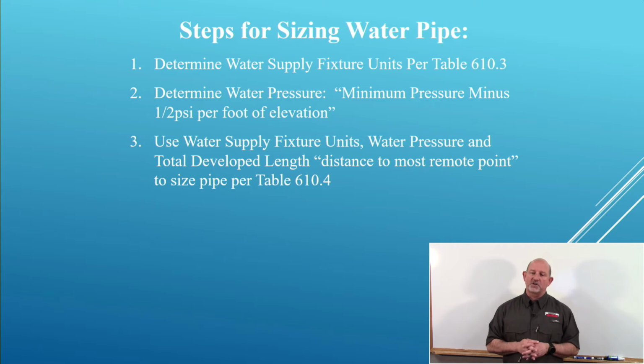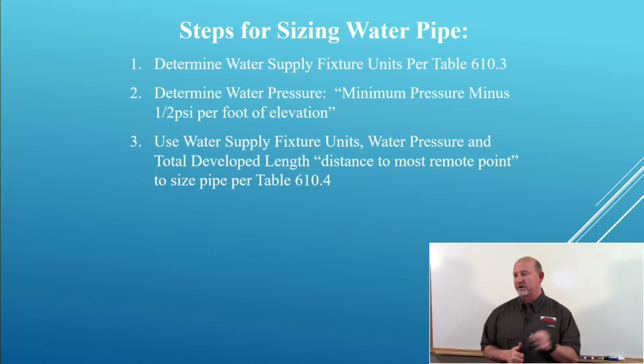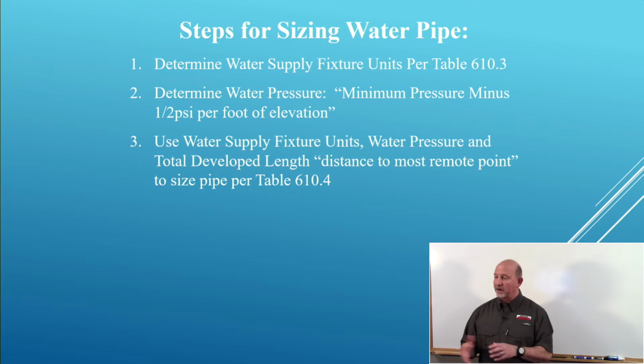Number 3, use the water supply fixture units. For example, the one we just did, 20.5. The water pressure, right? So the minimum pressure minus half a psi per foot of elevation. And the developed length, again, the distance to the furthest point, that's how we're going to size that. So again, we said 600 foot at 300 WSFU demand, right? We had to step down to that second table to be able to step up to a 2.5 inch building supply and branch to be able to feed that big of a demand at that long of a run. Okay? That's how you would size that.